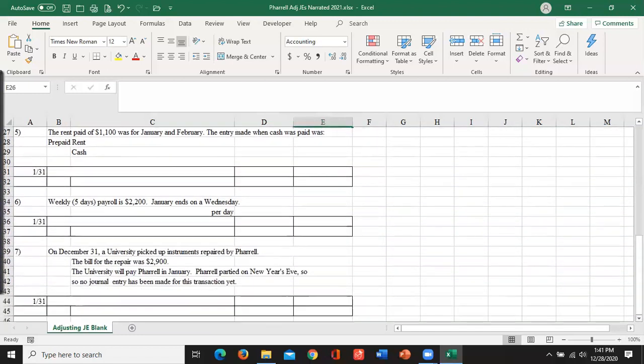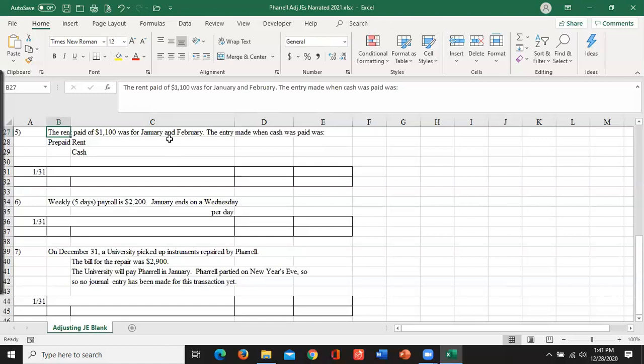On this next entry, I'm going to change things up a little from what we did in those original journal entries. In the original journal entries, we paid rent of $1,100. And I said it was just for January, so we took it to rent expense. What I'm changing here is that now the rent for $1,100 is for January and February.